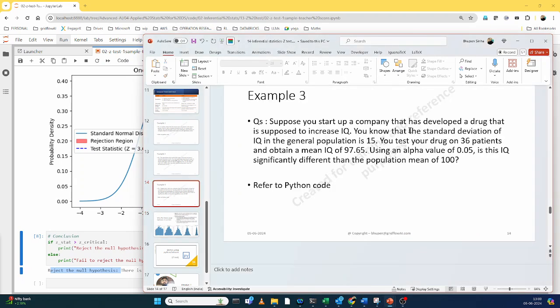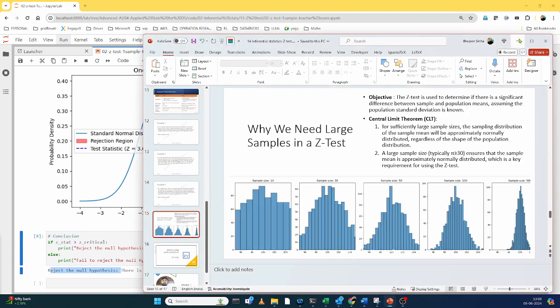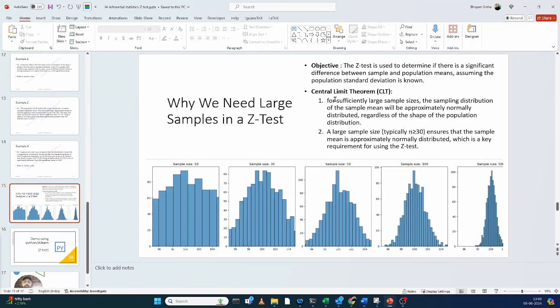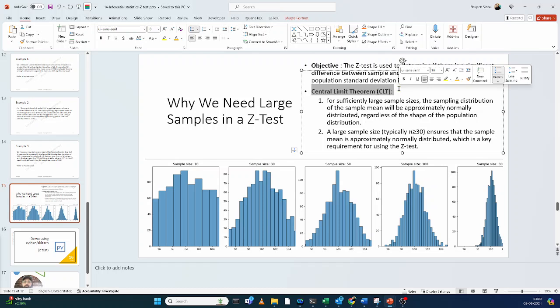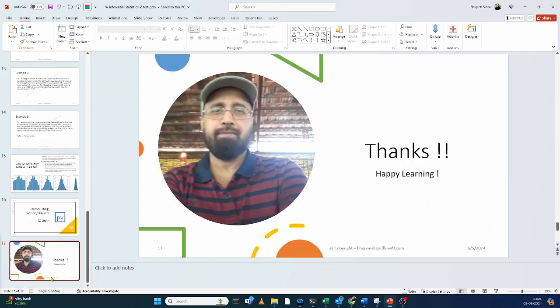So why do we take the approximation of a normal distribution? Because we are talking about a large number of samples, and for a large number of samples, the central limit theorem applies, and the approximation is that it will take the shape of a normal distribution, and that is why we use a normal distribution in case of a z-test.